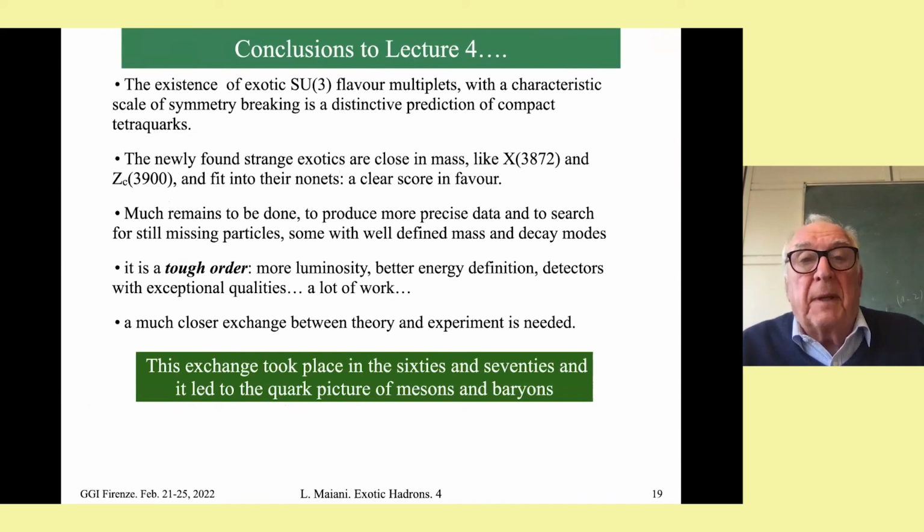I would conclude now. We have some time for the discussion. This lecture was done in two parts. The first part was the SU(3) flavor properties of the tetraquarks that we have observed, the X and the Z, together with the psi-phi resonances. And my conclusion would be that the existence of exotic SU(3) flavor multiplets with a scale of symmetry breaking determined by the quark mass differences is a very distinctive prediction of the compact tetraquark, a very clear indication in terms of that.